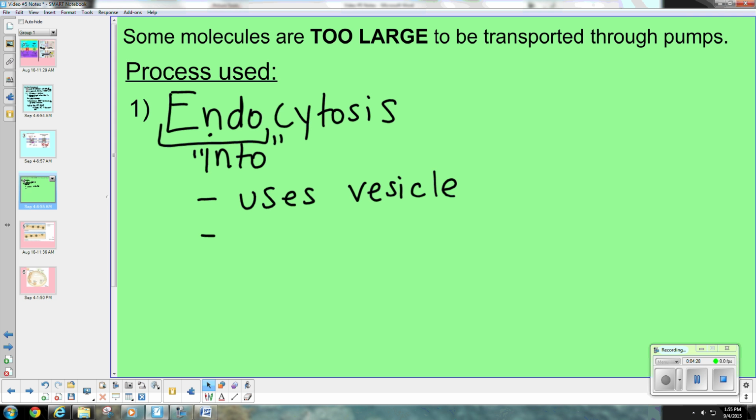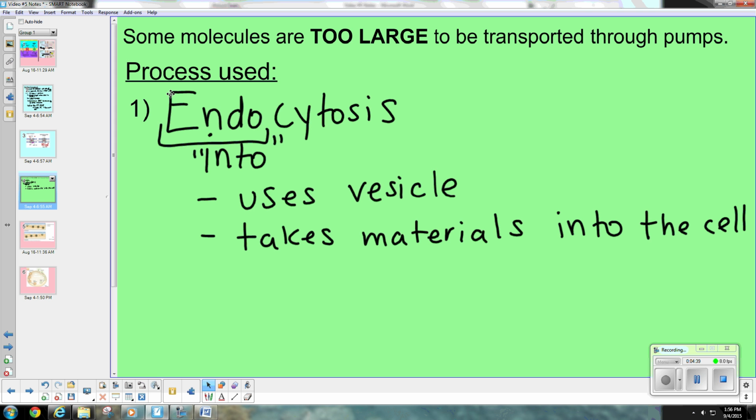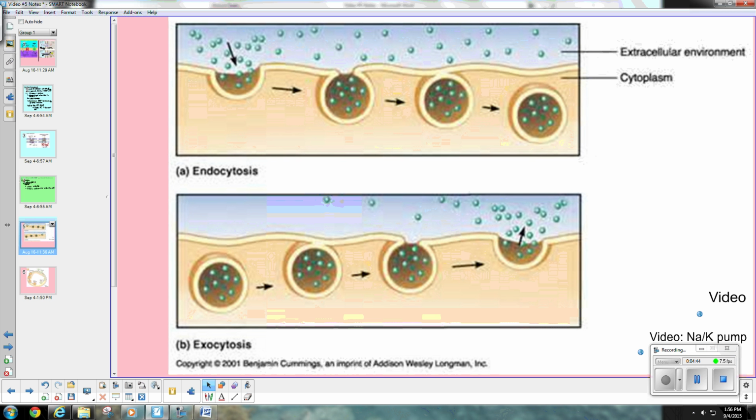This vesicle takes materials into the cell by simply engulfing them. It looks like it opens up its mouth and eats it. Let me show you this before we write more. We're trying to get these large molecules into the cell, but they have to cross this membrane. Here you can see the vesicle starting to form. It opens up, closes around the material, and then brings it in. So the process is that the cell membrane makes a pocket.